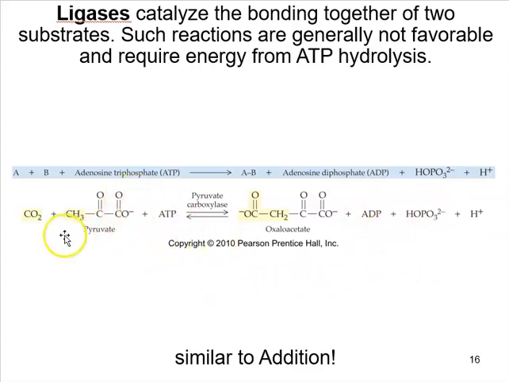But the reaction that's happening here is the gluing together of these 2 compounds to get a longer one. So ligase glues things together. We can think of this, if we're trying to relate it to those organic chemistry terms, as similar to an addition reaction.